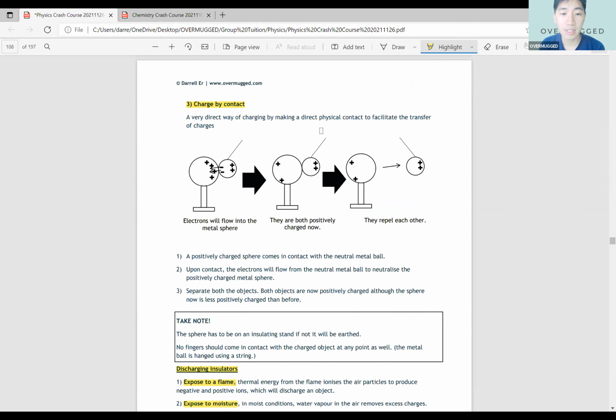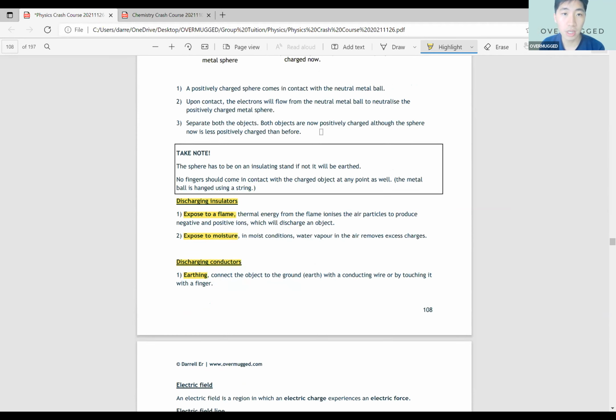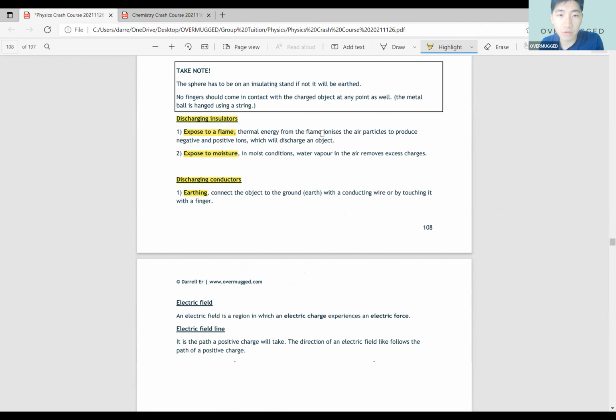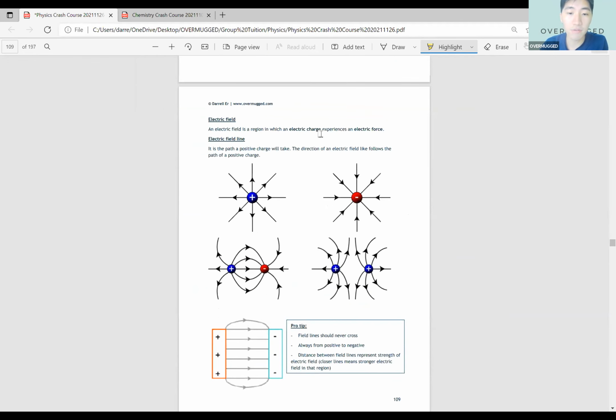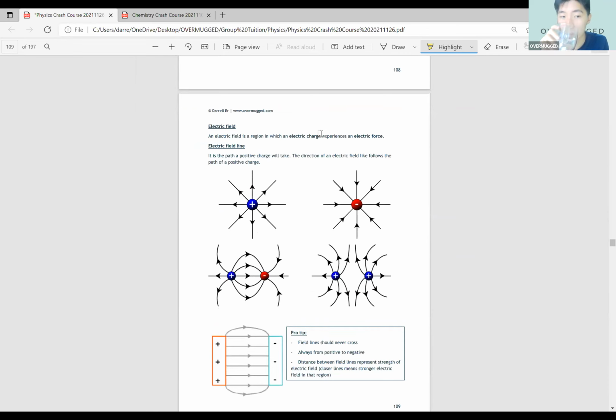Okay, next, let's move on to the drawing portion. So this chapter will require a bit of drawing, specifically the drawing of electric field lines. Okay, I'll give you a moment to digest this content first.